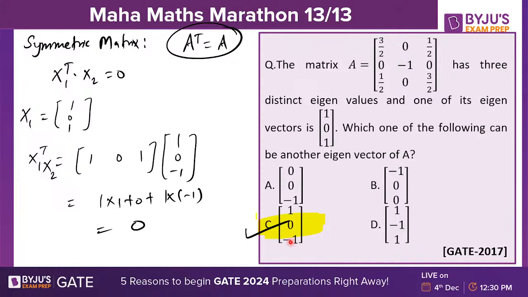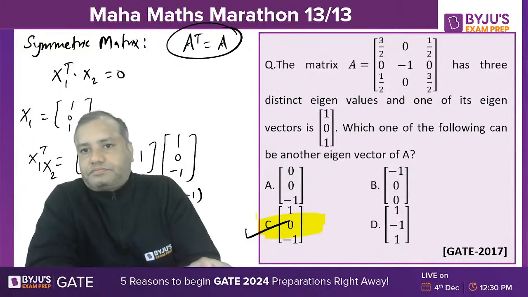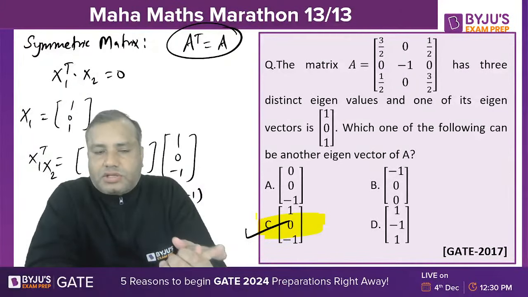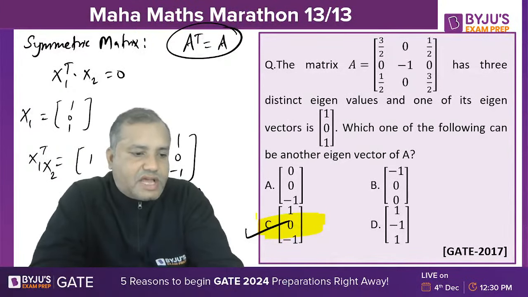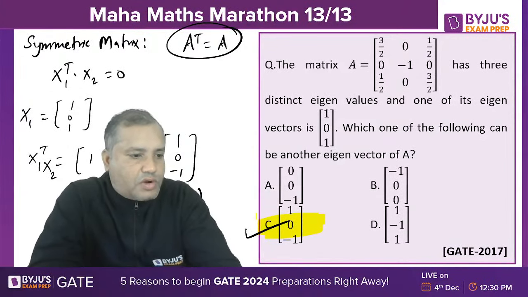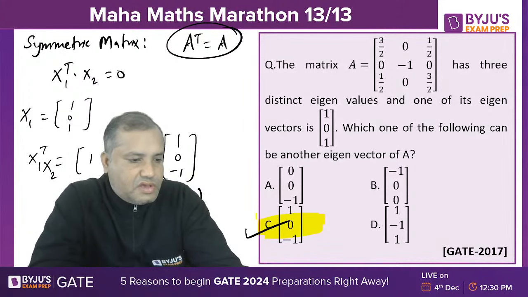What is the property? The property is, for a symmetric matrix, if the eigenvalues are distinct, then its eigenvectors are mutually orthogonal. Yes sir, are you following?